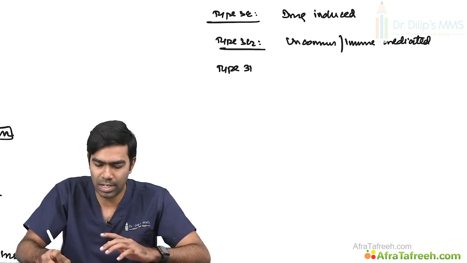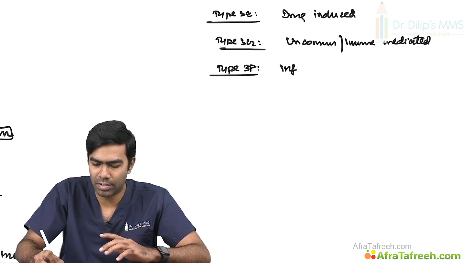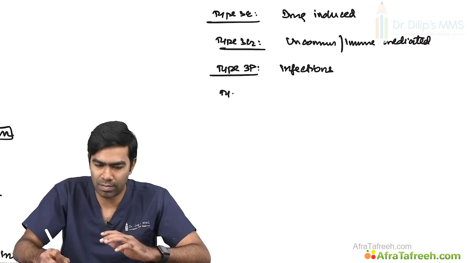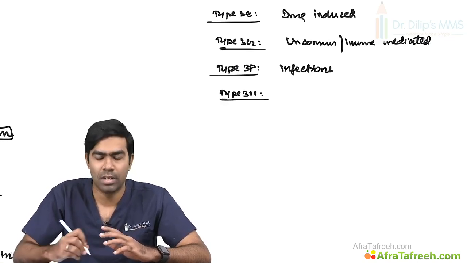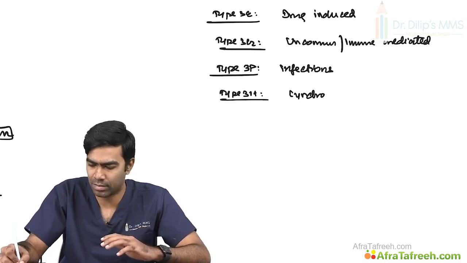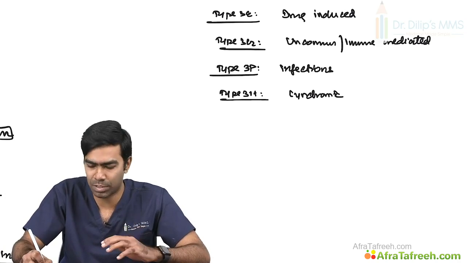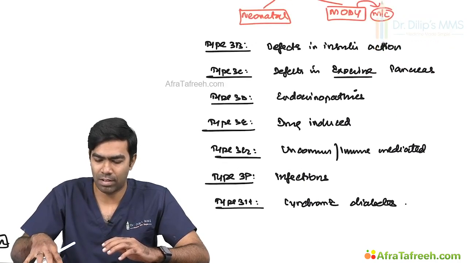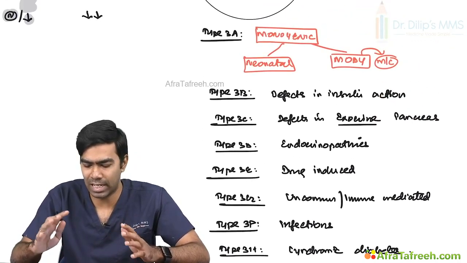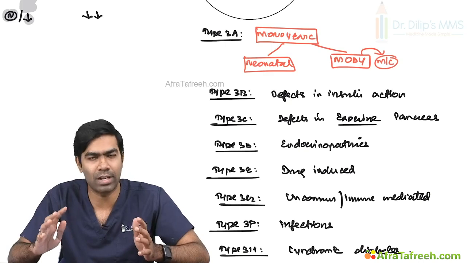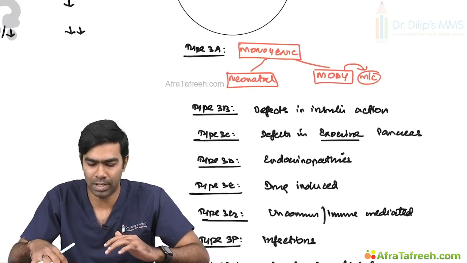Then we have a type 3F diabetes mellitus, which is typically due to infections like rubella or cytomegalovirus. And finally, we have type 3H diabetes, which is nothing but syndromic forms of diabetes, which happens in Down syndrome, myotonic dystrophy, Friedreich's ataxia, the details of which we'll be discussing subsequently again, syndromic forms of diabetes. So we have type 3A, B, C, D, E, F, G, and H. So all these things are very important to understand for exams. So each and everything we'll be discussing separately.